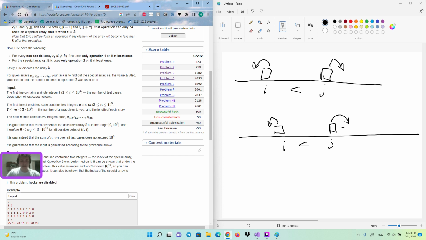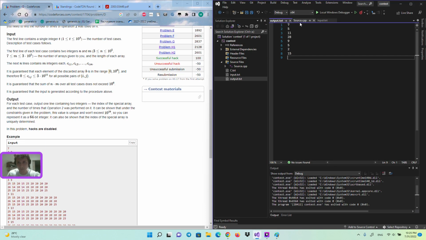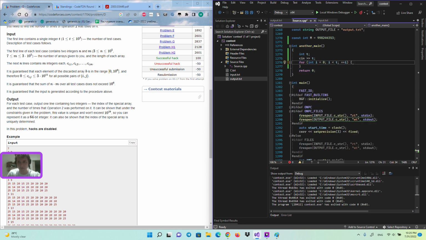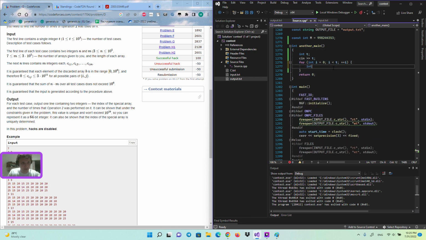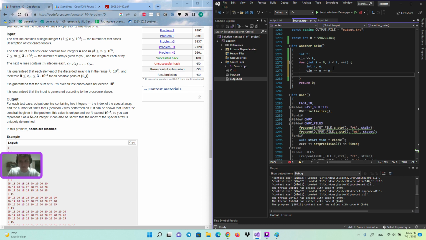Oh, it's a very easy problem. It's so easy. You just have to find the center of mass. That's all. So we read. Okay, it's just a boring problem, I guess.